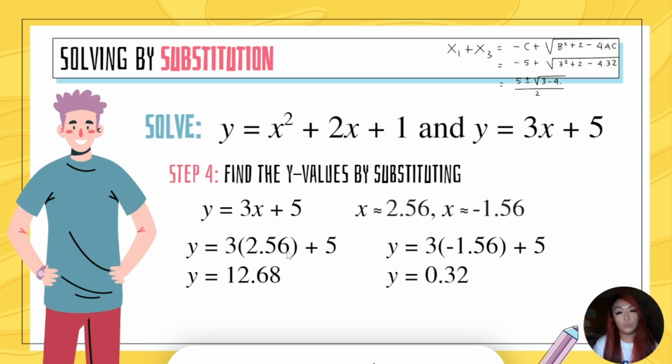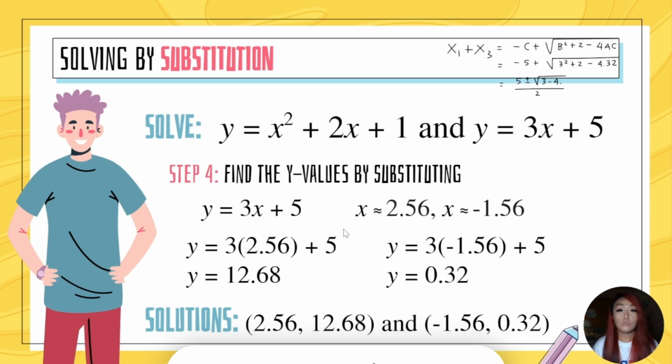So you can choose which equation you want to substitute into. I chose 3x plus 5 because it's a linear equation, it's simpler, and just easier to solve. So what are our solutions? We have our x values, we have our y values. How do we express our solutions? Our solutions are ordered pairs. Remember, they're points on a graph. So the solutions are (2.56, 12.68) and (-1.56, 0.32).